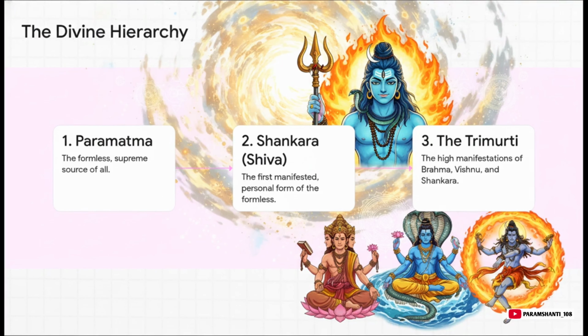So at the very, very top, you have the Paramatma, the ultimate formless source of absolutely everything. From that formlessness, according to this text, the very first personal manifested form to appear is Shankara, or Shiva. And from there, you get the Trimurti, the trinity of Brahma the creator, Vishnu the preserver, and Shankara the transformer. Together, they orchestrate the entire cosmic dance.